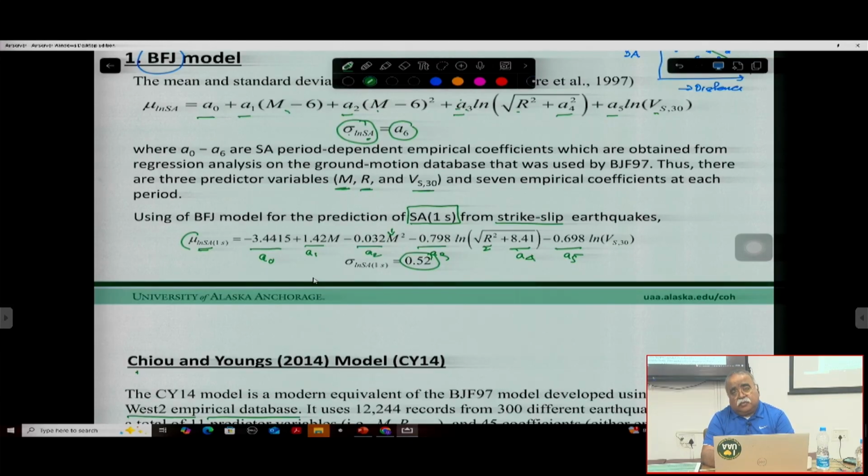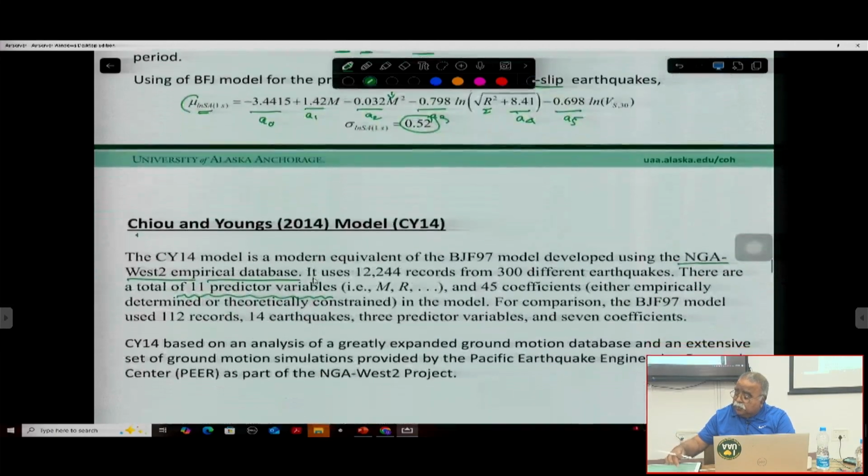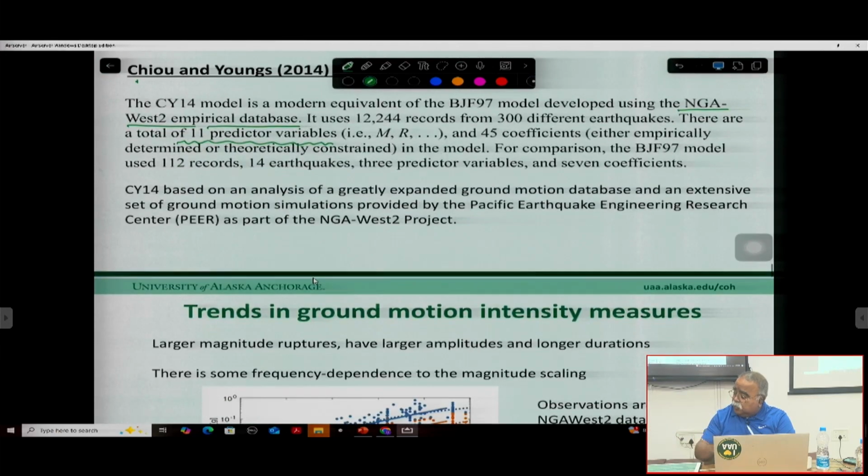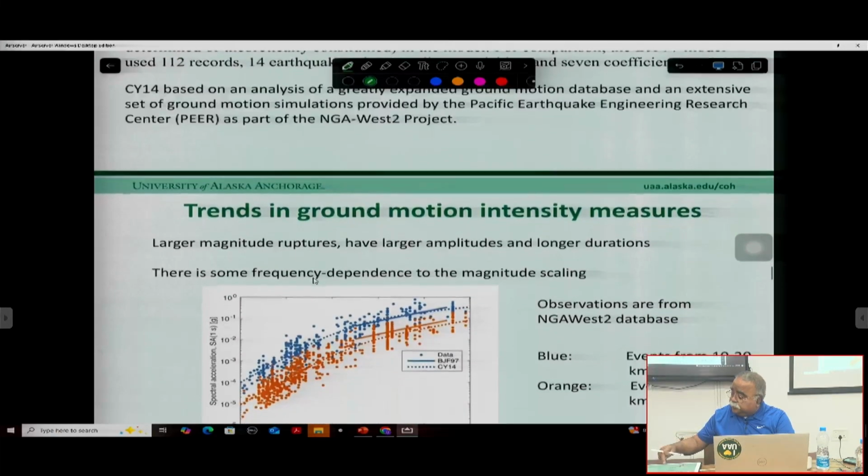But the Chiou and Youngs model has 11 such predictor variables. That means strike, fault normal, and so on. So they have a lot of variables, and based on that we can compute these numbers. Okay.